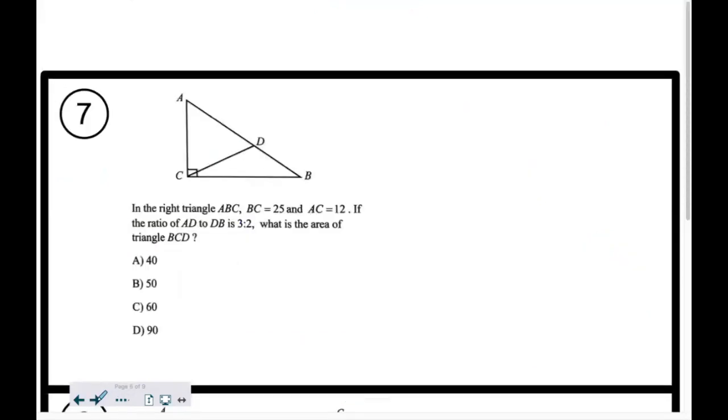All right, moving on to number 7. This one's pretty tough. So in the right triangle ABC, BC is 25. AC is 12. If the ratio of AD to DB is 3 to 2, what is the area of triangle BCD?